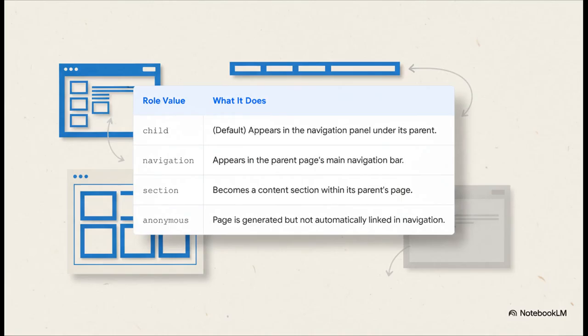The role property is your secret weapon for structuring your site. It gives you incredible control. By default, everything is a child page that shows up in the side navigation. But with one little change, you can promote it to the main navigation bar or embed it as a section inside another page. You can even make it anonymous, which means the page gets built but it's hidden from the menus. You are in complete command of your site's architecture.